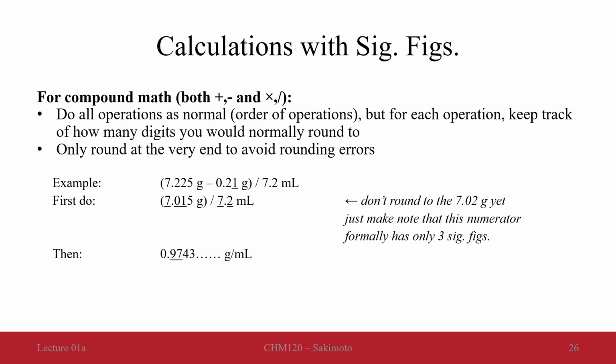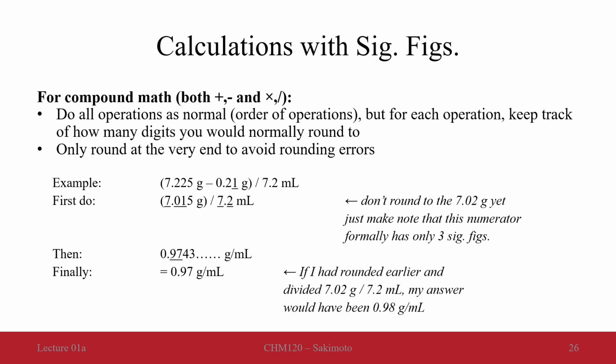Finally, I'll do the second operation. I'll plug in 7.015 divided by 7.2. Because my 7.2 has 2 significant figures, and my 7.015 would normally get rounded to 3 significant figures, I round my final answer to 2 sig figs, giving me 0.97 grams per milliliter.